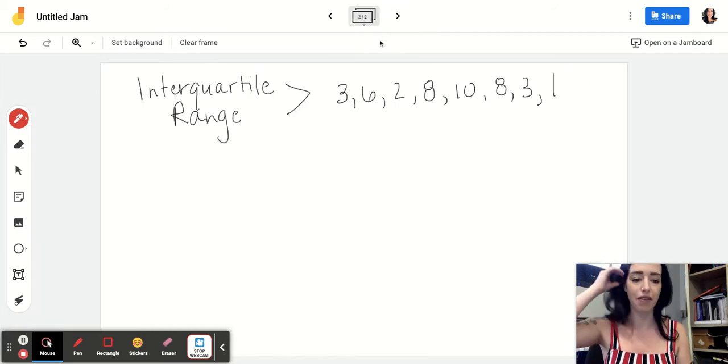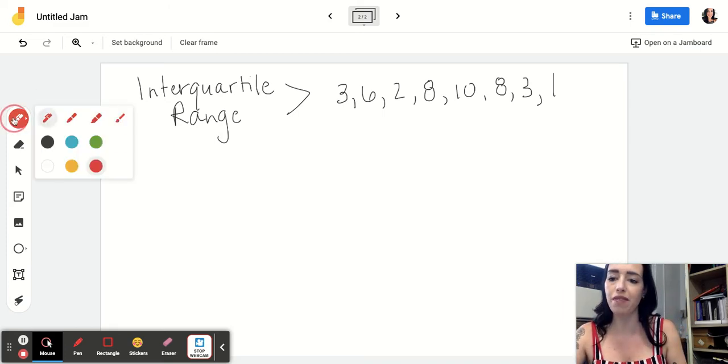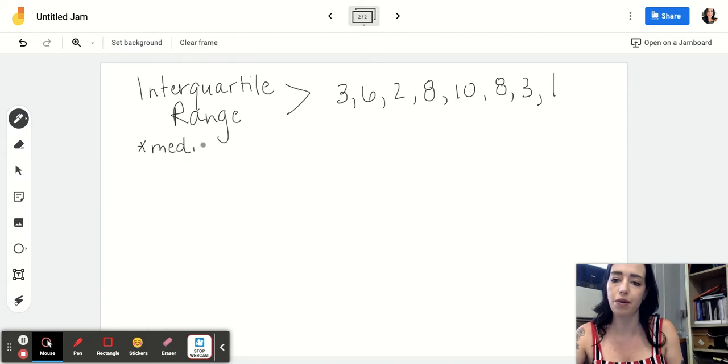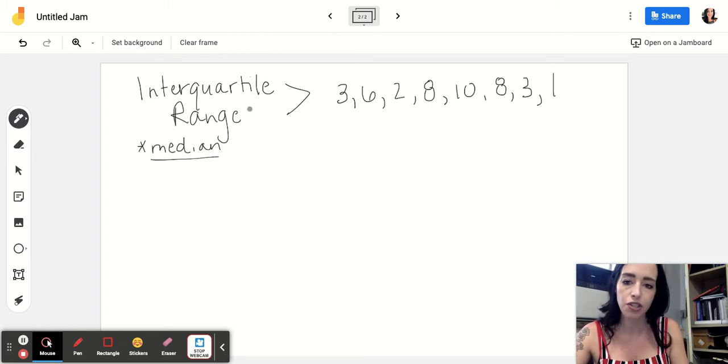Interquartile range is definitely more complicated. When you think of interquartile range, I want you to also think of the median. All right, this is going to be really important in being able to find the interquartile range or the IQR. Okay, that's what people abbreviate it as. So I always have to first find the median.